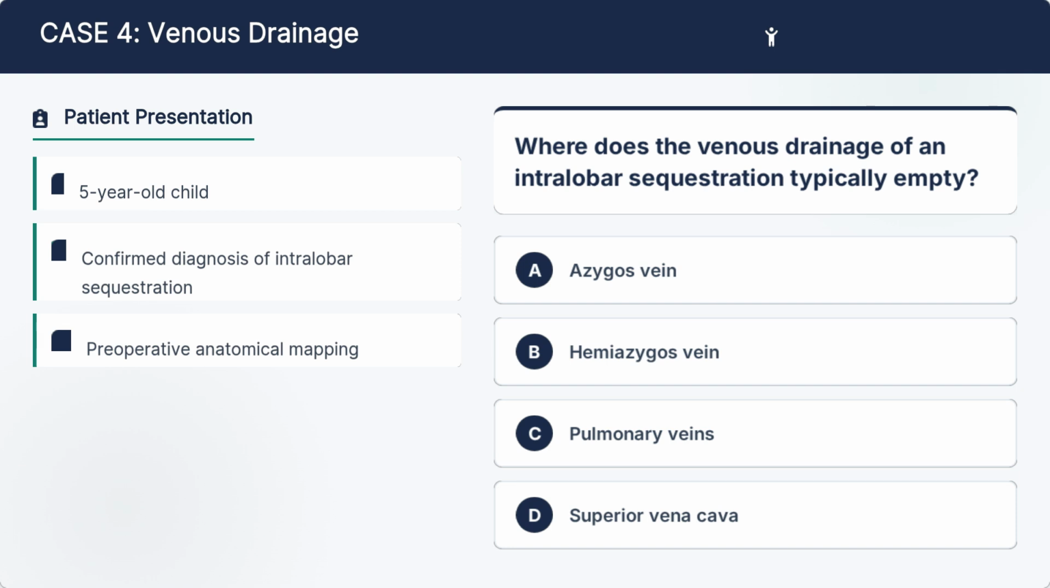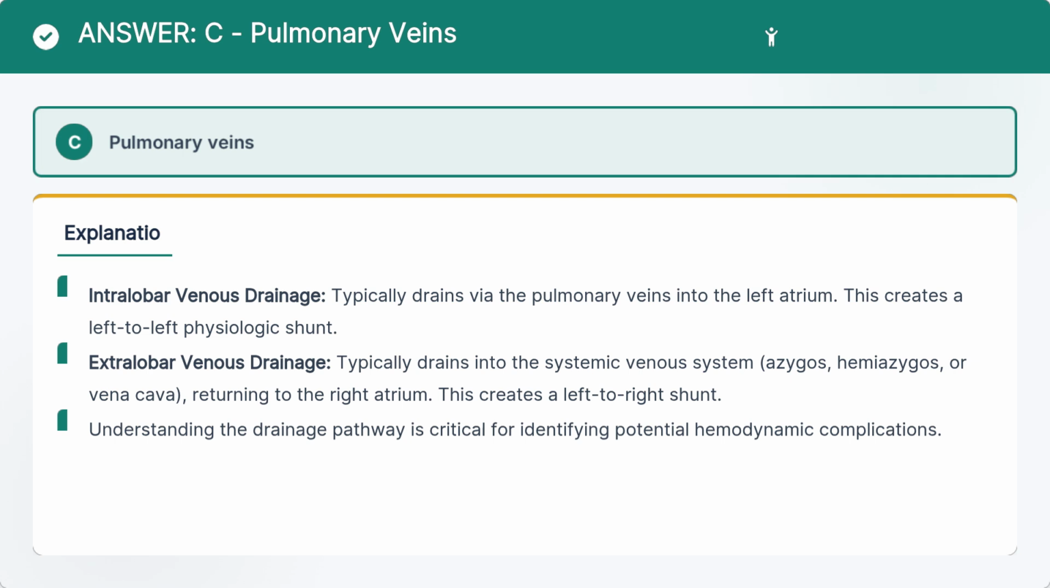Option A, the systemic venous system, draining into the azygous vein or the inferior vena cava. Option B, the hepatic portal system, draining through the diaphragm into the portal vein. Option C, the pulmonary veins, draining into the left atrium. Option D, directly into the right atrium through an anomalous vein. Think about what a left-to-left shunt means hemodynamically before you choose. The correct answer is option C, the pulmonary veins, draining into the left atrium.